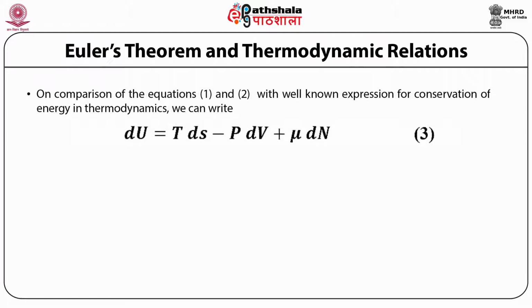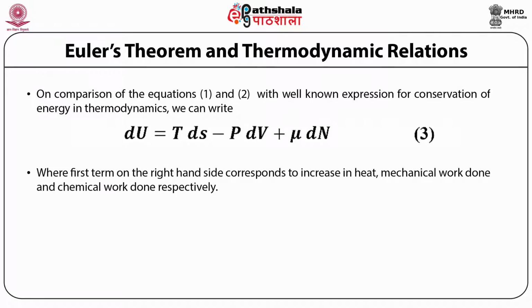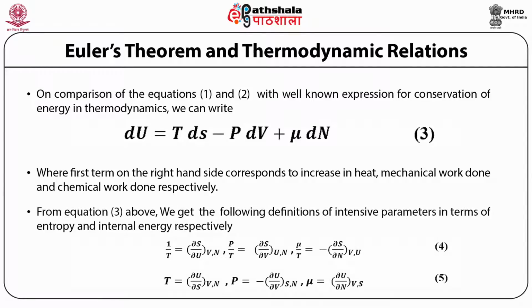On comparison of equations 1 and 2 with the well-known expression for conservation of energy in thermodynamics, we can write dU = TdS - PdV + μdN, where the first term on the right hand side corresponds to increase in heat, the second term corresponds to mechanical work done, and the third one corresponds to chemical work done respectively. From this equation, we can get the following definition of intensive parameters in terms of entropy and internal energy respectively.